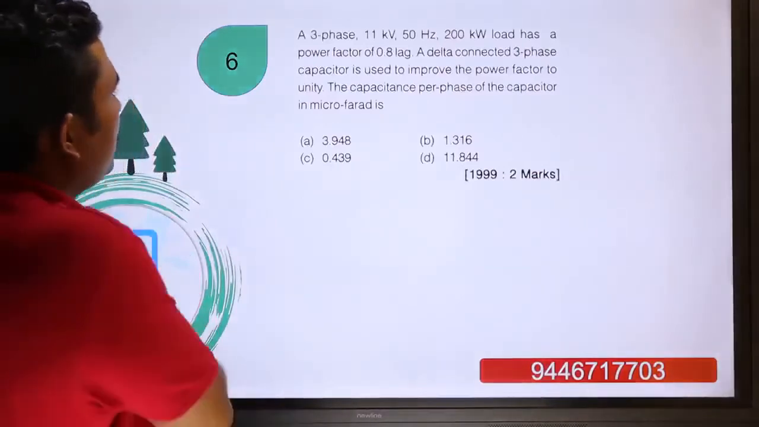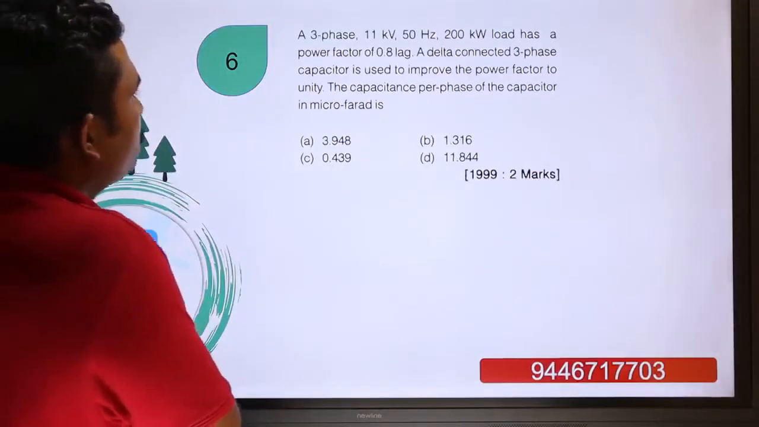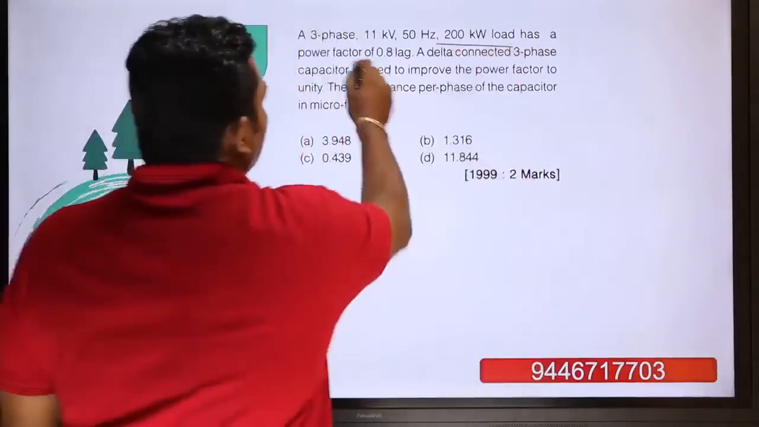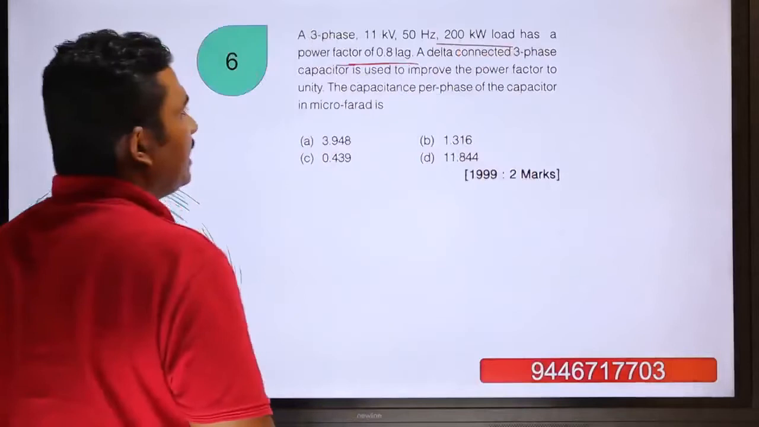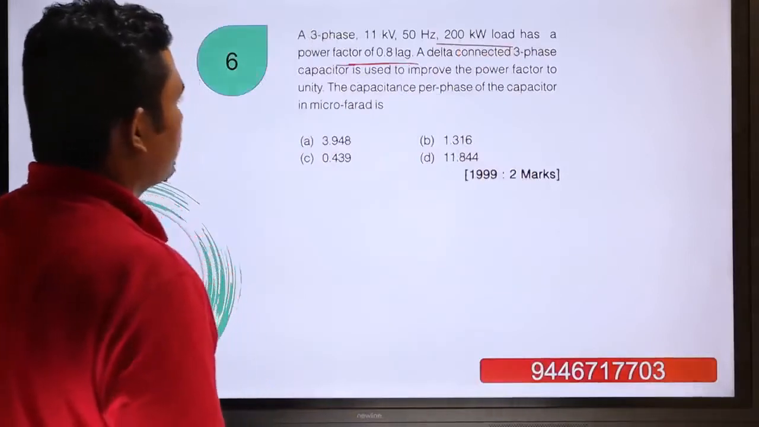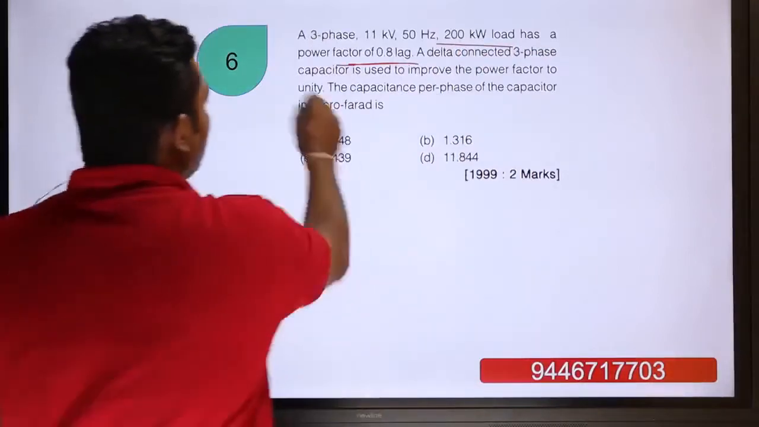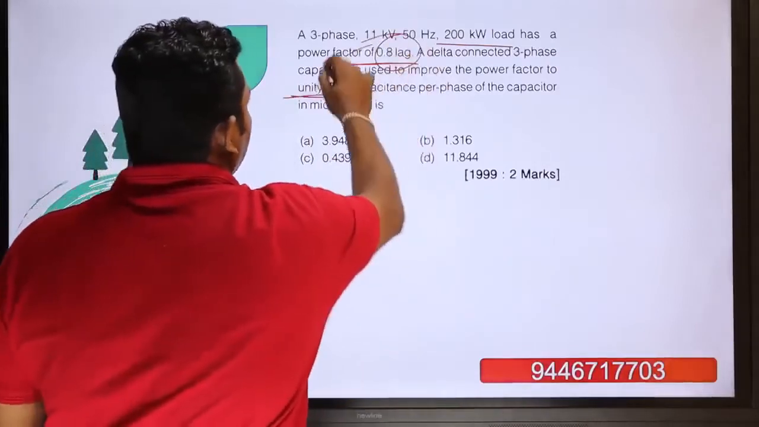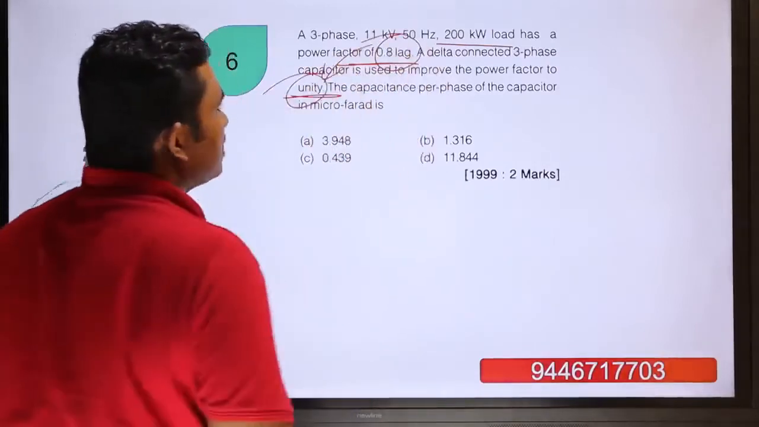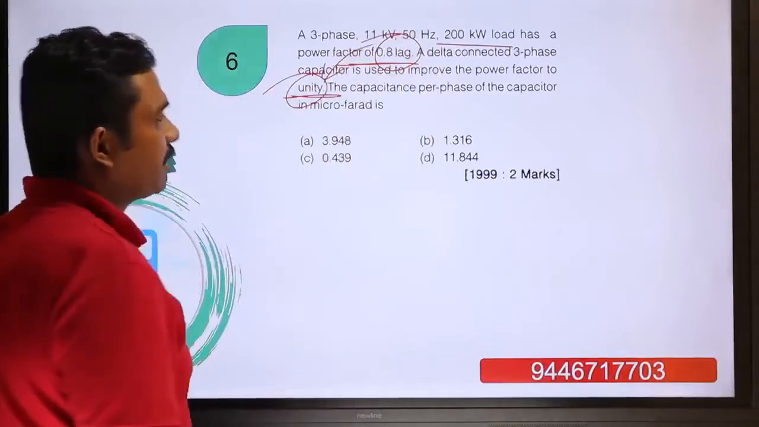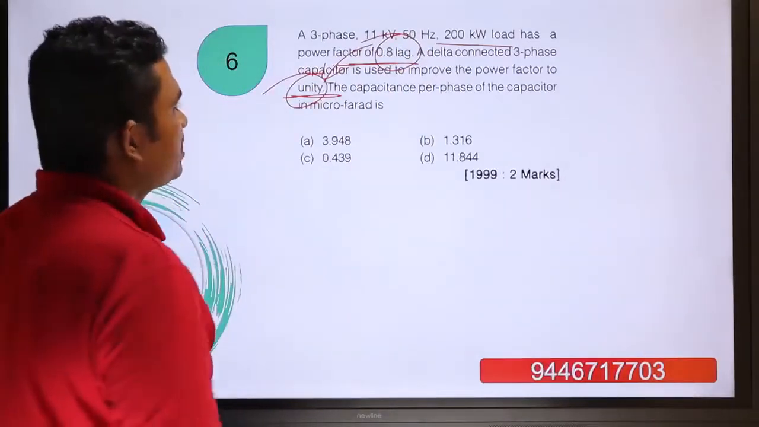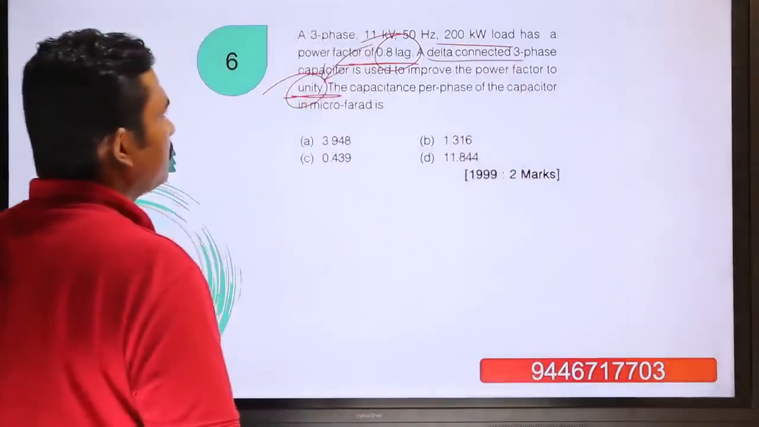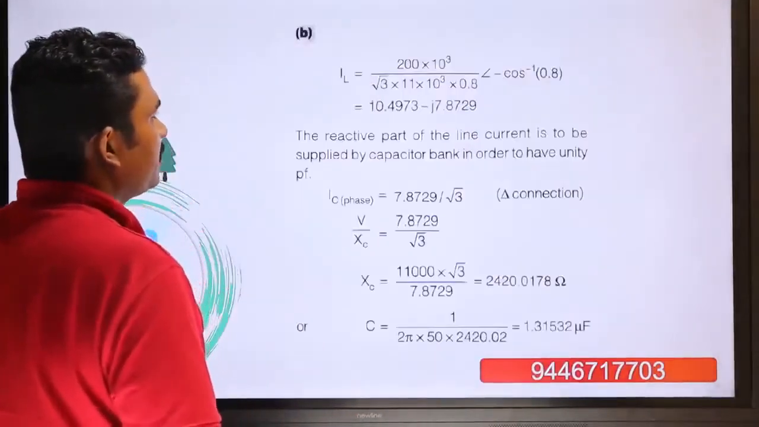A 3-phase 11 kV 50 Hz 200 kW load has a power factor of 0.8 lag. A delta connected 3-phase capacitor is used to improve the power factor to unity. So the power factor is improved to unity from 0.8 lag. The capacitance per phase of the capacitor in microfarad is to be found. What is the connection? It is connected in delta and it is a 3-phase bank.